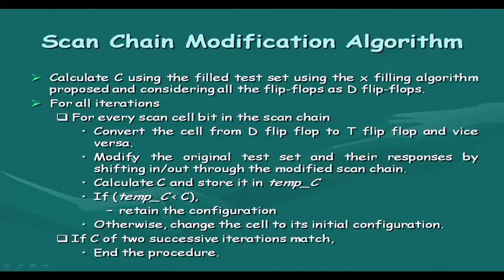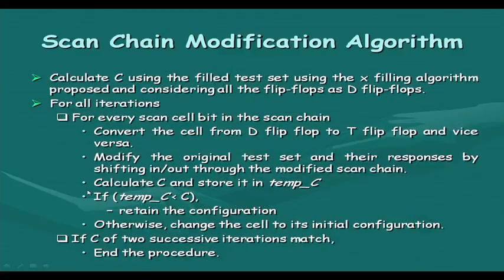Now, this process is again repeated for every scan cell bit. So, if I have 100 scan cells, then this loop is repeated 100 times. After that, we start the next iteration of this outer loop.